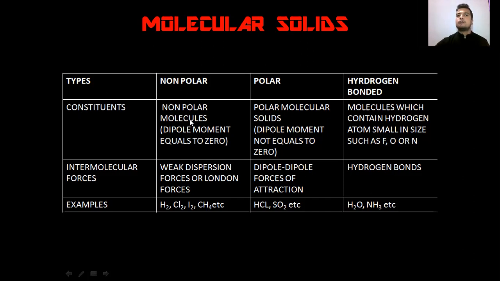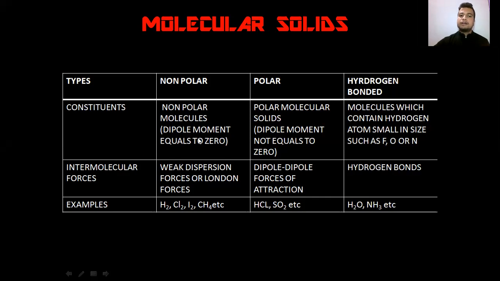Okay, if we summarize it, the constituent particles in nonpolar molecular solids will be nonpolar molecules. How do we know which is a nonpolar molecular solid? The correct definition is that the dipole moment should be equal to 0. Polar molecular solids have a dipole moment which is not equal to 0. And hydrogen bonded solids will be those molecules which contain a hydrogen atom bonded with an electronegative element small in size, such as fluorine, oxygen, or nitrogen.